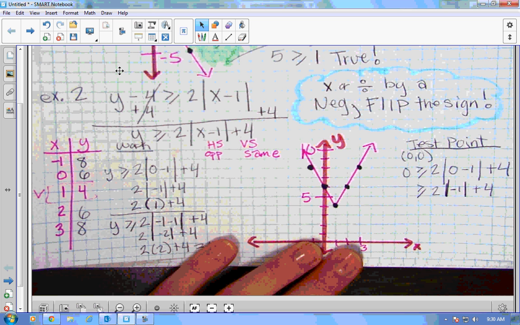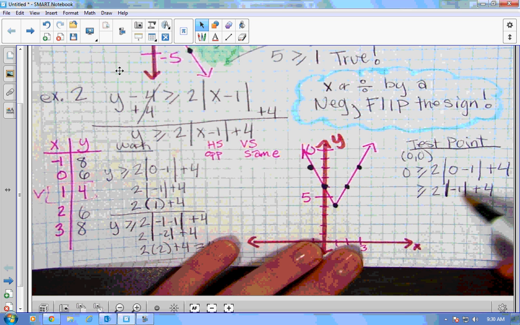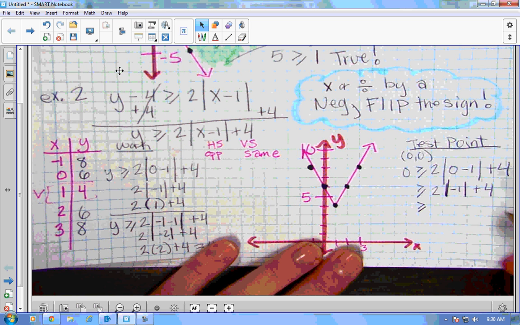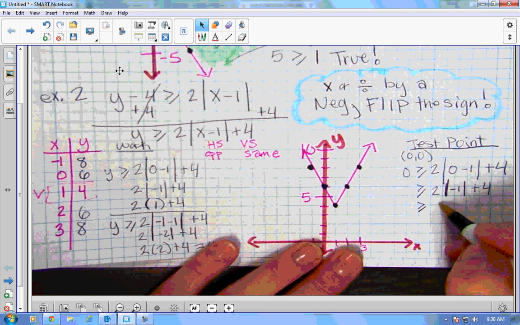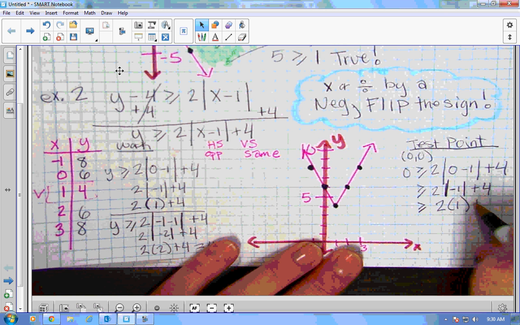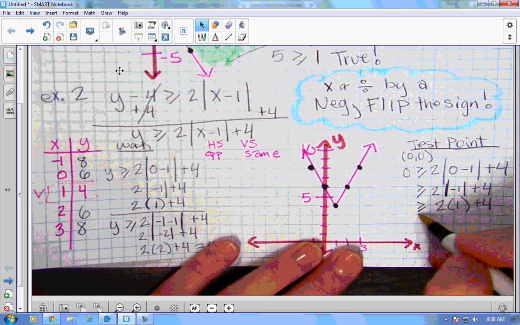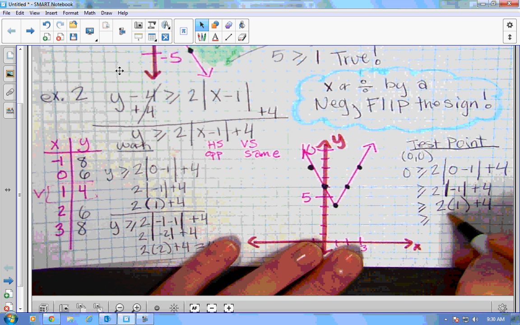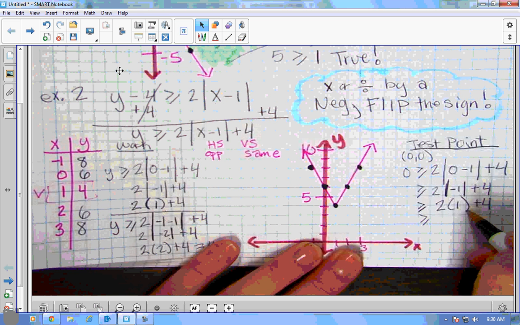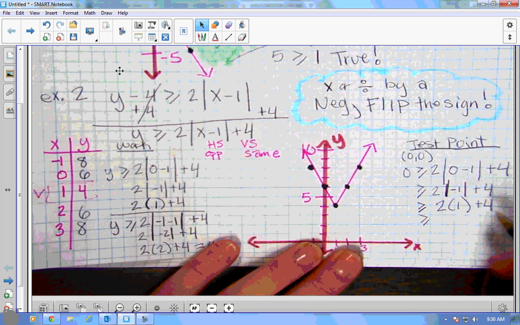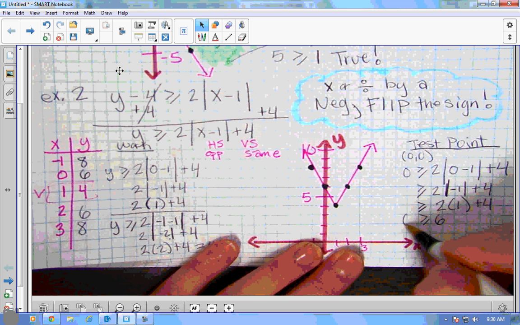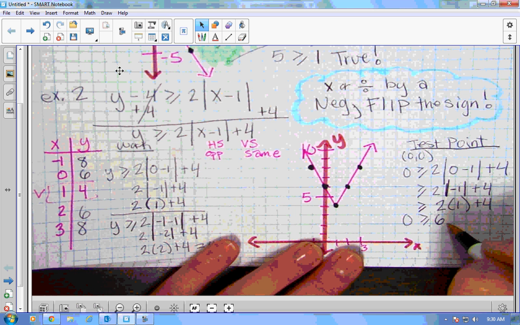Now let's simplify the absolute value. Absolute value of negative 1 is, what's the distance negative 1 is from 0, which is positive 1. 2 times 1, it's multiplication. Okay, then we do multiplication before we add. 2 times 1 is 2, plus 4 is 6. So 0 is greater than or equal to 6.